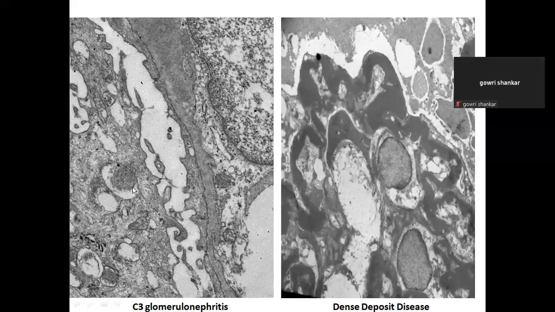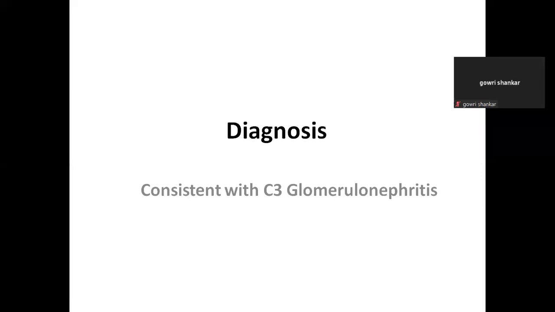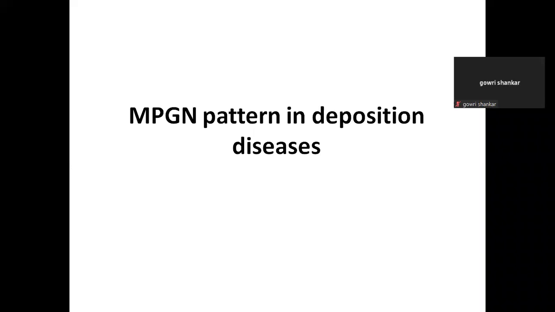And if you find pale kind of deposits, like you can see this GBM here, these are the podocyte foot processes and podocyte cytoplasmic projections. And here you can find these deposits. These are pale. These are not as electron dense. So this is C3GN, and this is a dense intramembranous osmophilic deposit. This is dense deposit disease, or triple D disease. So this case was consistent with C3 glomerulonephritis. So MPGN pattern you can also see in certain deposition disease.